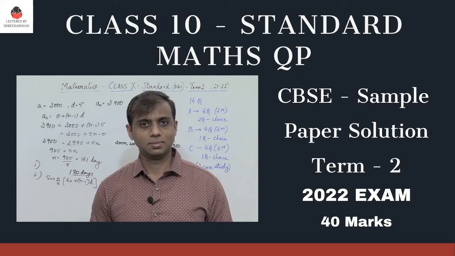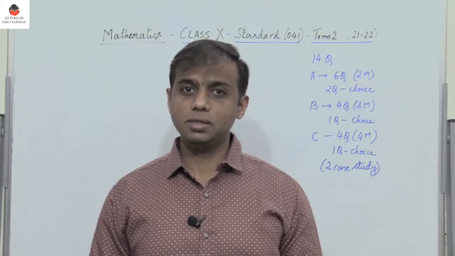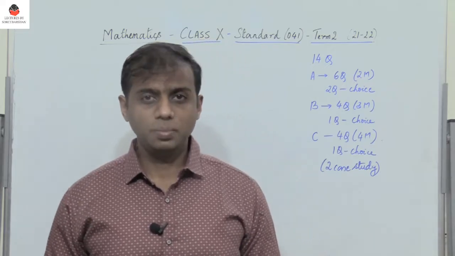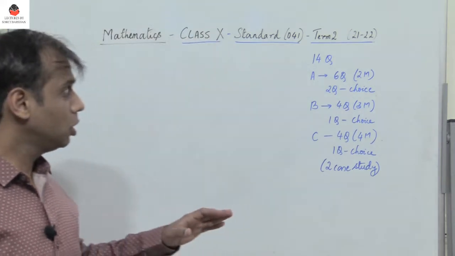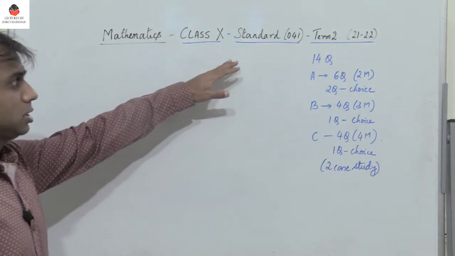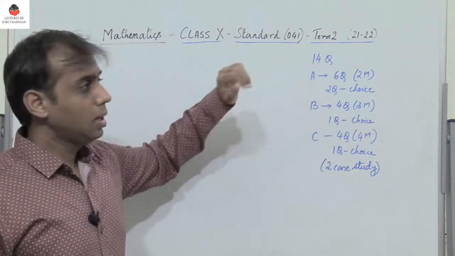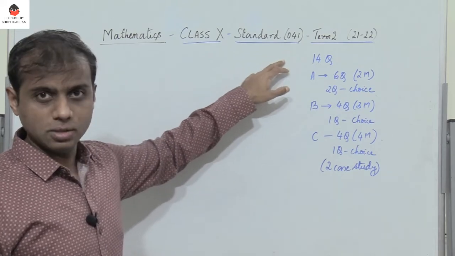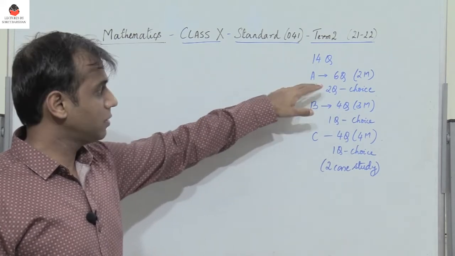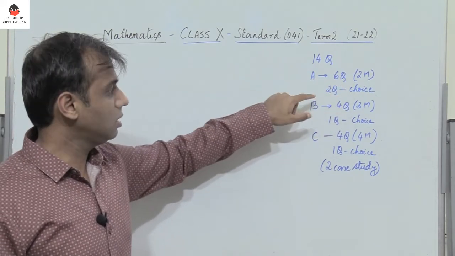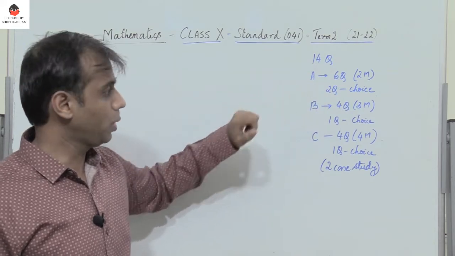Dear students, the CBSE board has released a model question paper. So here we will solve the standard model question paper for Term 2. And you have 14 questions. In Section A, you have 6 questions, 2 marks each, and there is an internal choice in 2 questions.